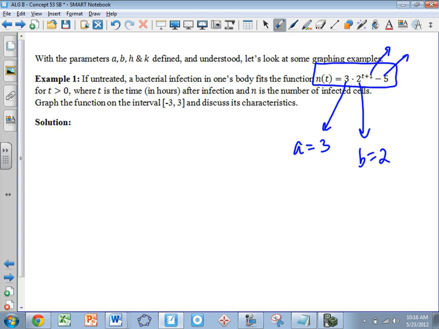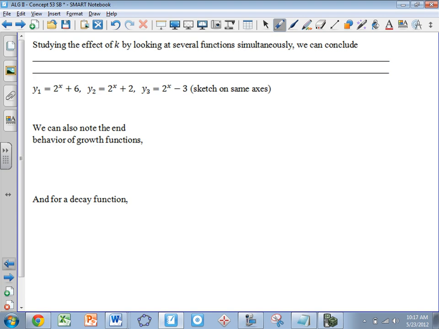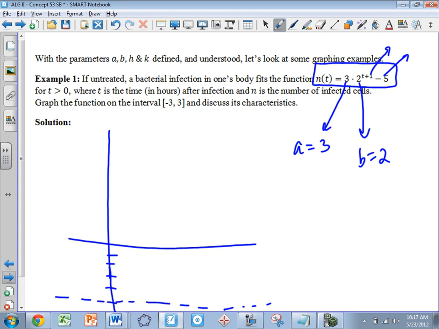So the negative 5 that we see here is our k value. The k has to do with the vertical shift. Remember yesterday when we graphed these three together, we were able to see that there was a horizontal asymptote for each of these, at 6, at 2, and at negative 3. It's going to be the same thing again today. So for this kind of graph, we already know there's going to be a horizontal asymptote down at negative 5.